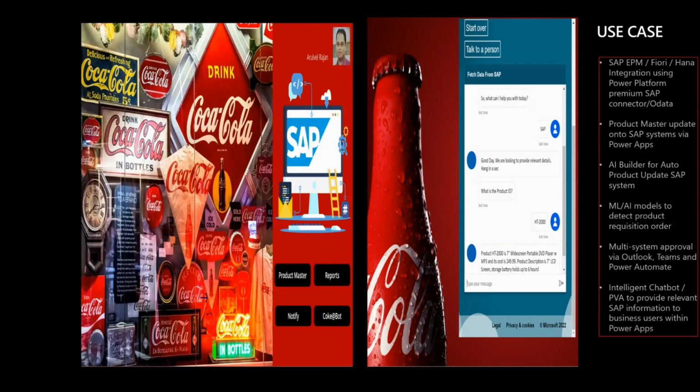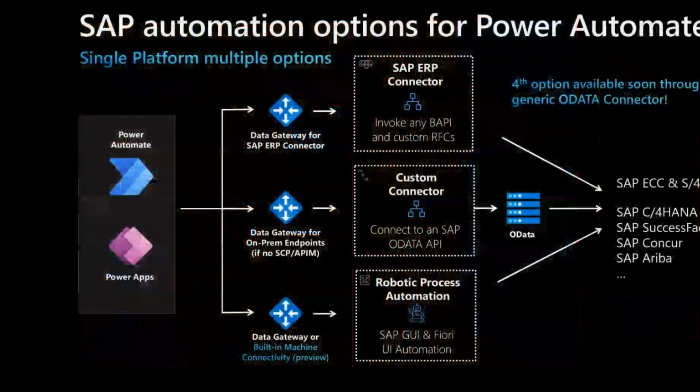And then there is also a multi-approval process where you could see how the entire process can be approved via Teams, Outlook, and as well as with Power Automate Cloud Flow functionalities. There's also an embedded chatbot where you could query your SAP system from the chatbot to get those details that you wanted. Plus, there's also Power BI integration within this demo app.